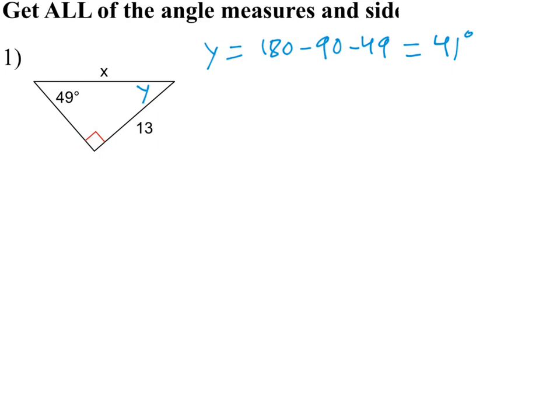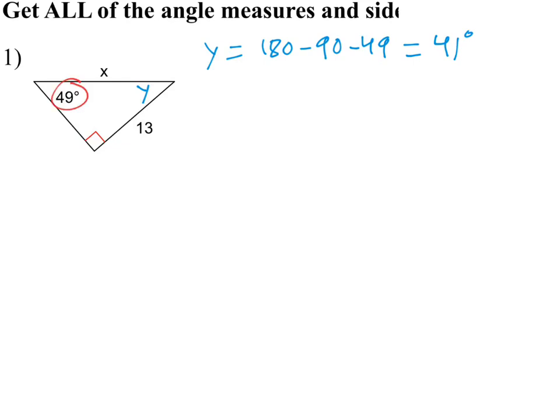Let's switch colors, and let's get this x here. So if you're going to get x, you can set up a trig equation that involves an angle you do know, and a side you know, and then the one you don't. So there's going to be three things in the equation. You want one of them to be something you don't know, and the other two to be knowns.